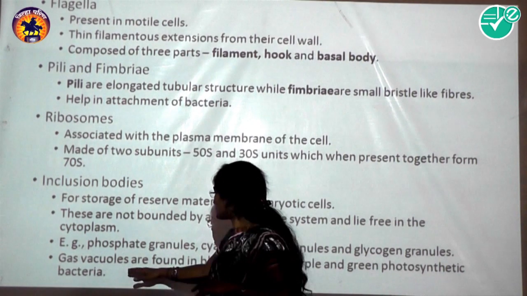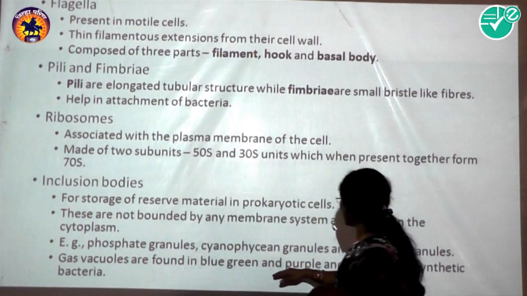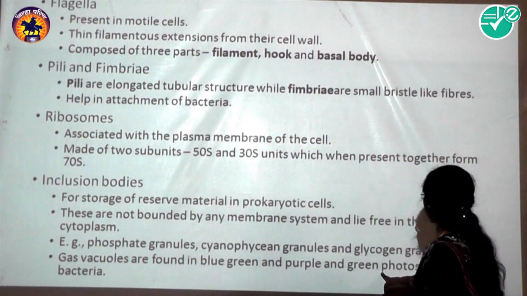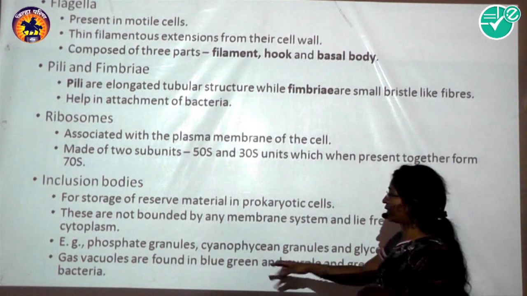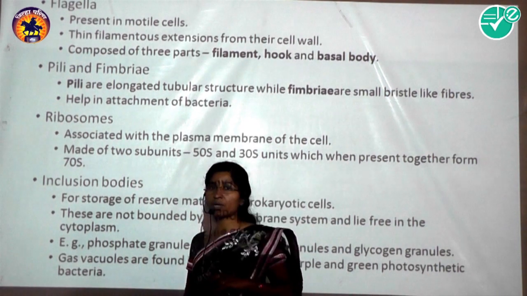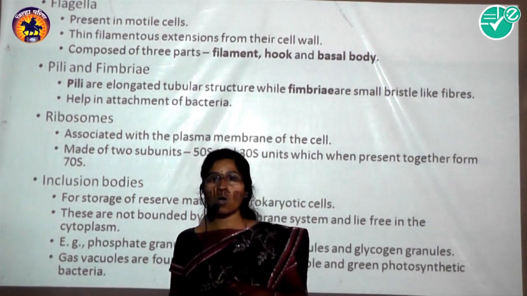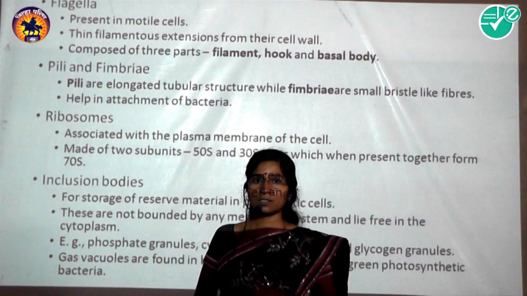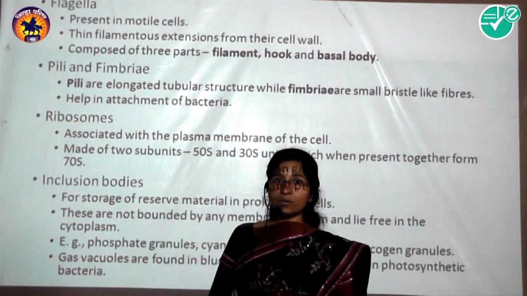Like that, gas vacuoles are found in blue-green algae and purple and green photosynthetic bacteria. This is about the structure of the prokaryotic cell, including all parts of the prokaryotic cell. Thank you.